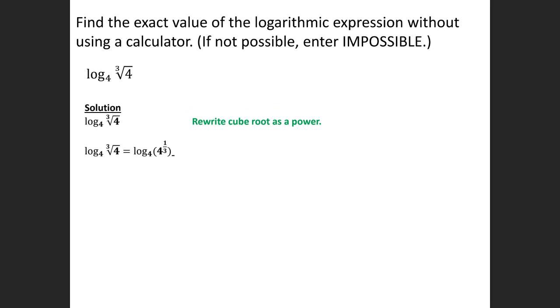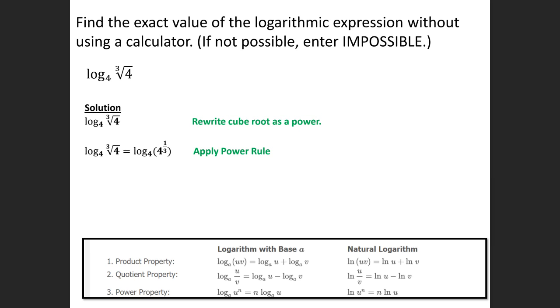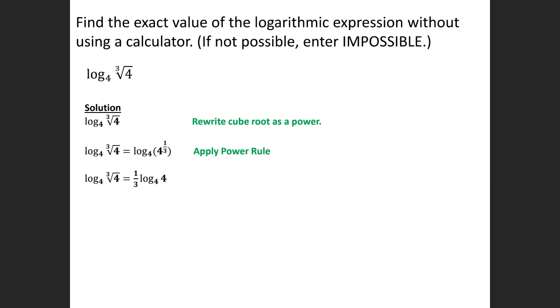So I can rewrite the cube root of 4 in this format: log base 4 of 4 to the 1/3 power. That's what the cube root is in exponential form. So now, by applying my power rule, I can multiply this 1/3 to my log. This is going to give me 1/3 the log base 4 of 4.